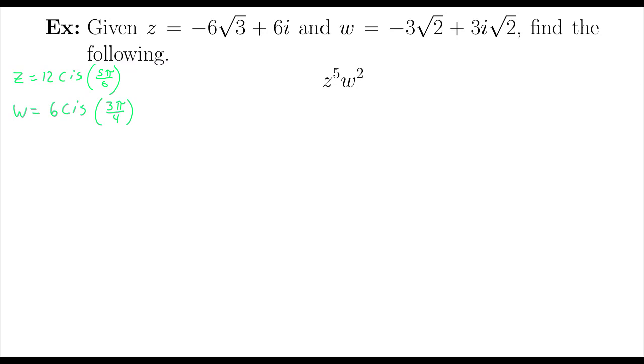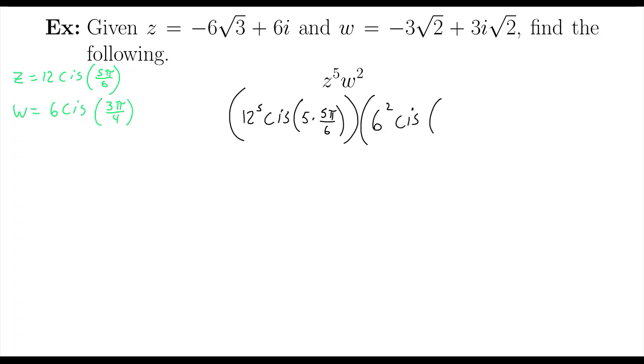Remember, de Moivre's theorem says that if I want to find z to the fifth power, I have to do 12 to the fifth power times cosine + i sine of 5 times the angle. And I'll multiply that times 6 squared, 6 to the second power, cosine + i sine of the second power, or 2 times 3 pi over 4. So 12 to the fifth power, let's worry about that later.